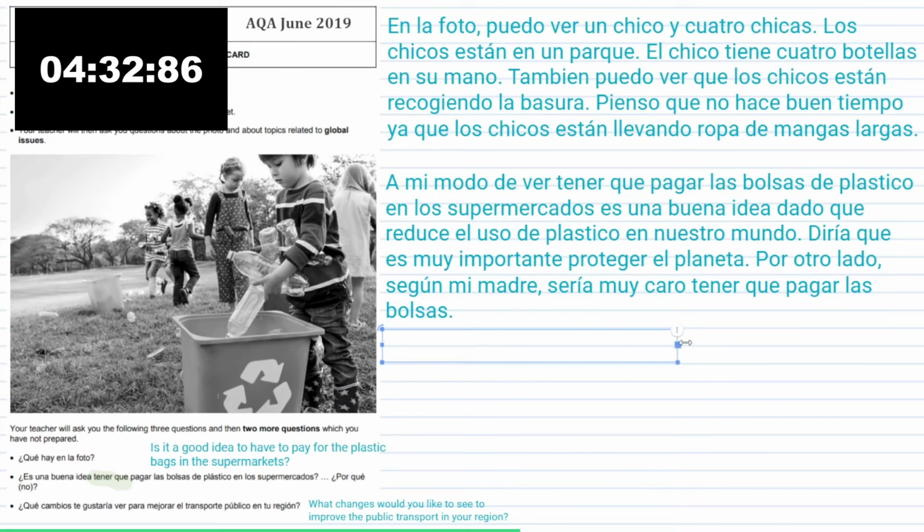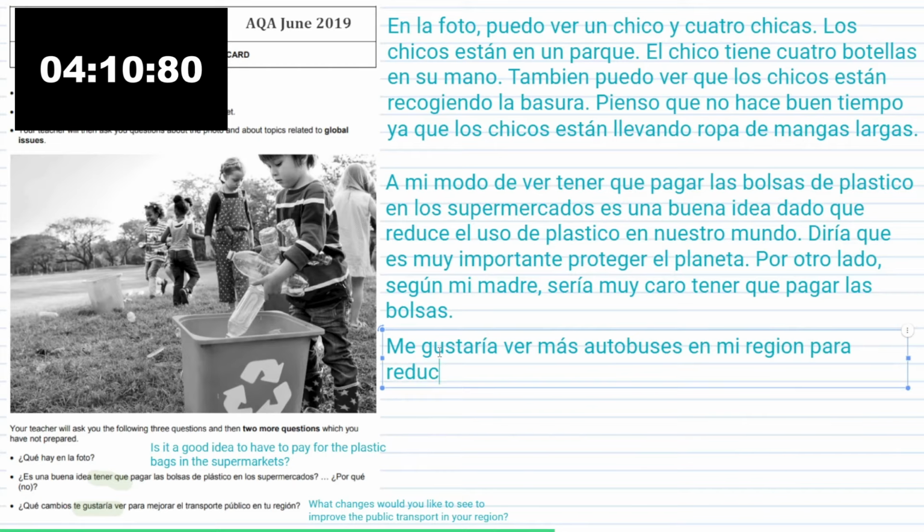So let's begin. Again, in the question they say te gustaría, so we can reply with me gustaría, I would like. I'm gonna start with me gustaría. Me gustaría ver más autobuses, so more buses basically, en mi región. Para reducir la contaminación. So to reduce, para is like, to reduce the pollution and el aire, in the air.